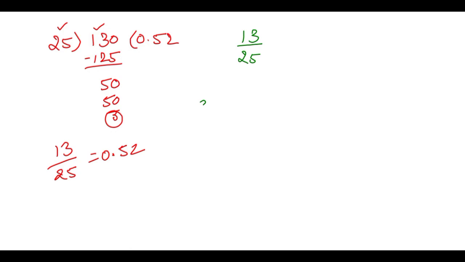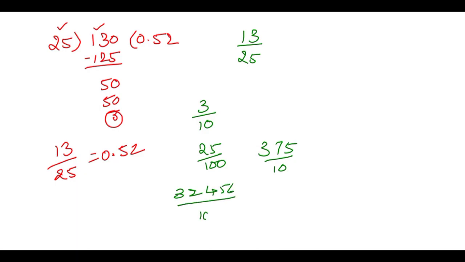Before going to this one, I want to discuss one more important topic with you. For example, we have 3 by 10. What is its decimal form? 25 by 100, what is its decimal form? Or 375 by 10, its decimal form. Or 3, 2, 4, 5, 6 divided by 1000, what is its decimal form? That means we have a 10 here, so take a point before one digit, then you get 0.3. We have 2 zeros here, so take a point before the 2 digits, then you have 0.25.